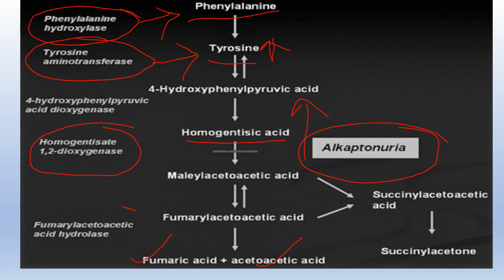Fumarylacetoacetate hydrolase is another enzyme which is usually involved in tyrosinemia type 2 and type 3, which are the less severe forms of tyrosinemia. The other enzyme which is of note is 4-hydroxyphenylpyruvate dioxygenase, which is an enzyme which is inhibited by nitisinone, which is a drug which has been postulated to be used in the medical management of ochronosis. And we will be dealing with this in the later part of the lecture.